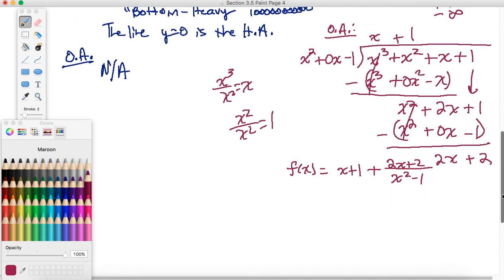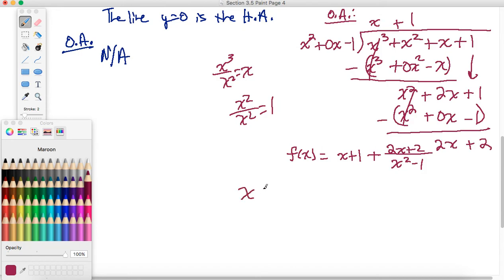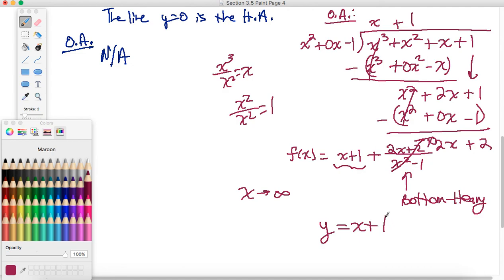Now, to see what actually happens as x approaches infinity, or negative infinity, notice if I look at this part right here, this part right here is now bottom heavy. Right? So this part would go to 0, and then this part right here would be left going to infinity. And so this is what my function is going to approach as x approaches infinity. It's going to approach what the line y equals x plus 1 approaches. And so this is actually going to be my oblique asymptote.